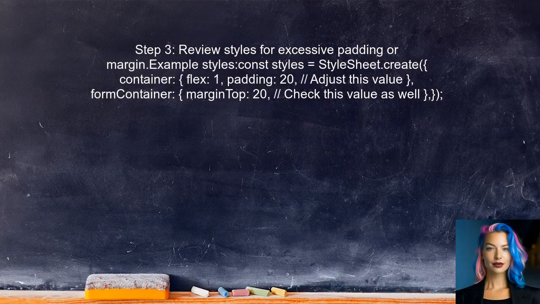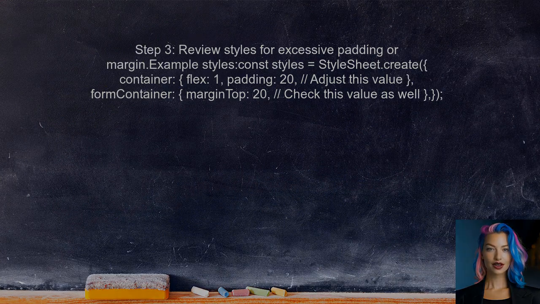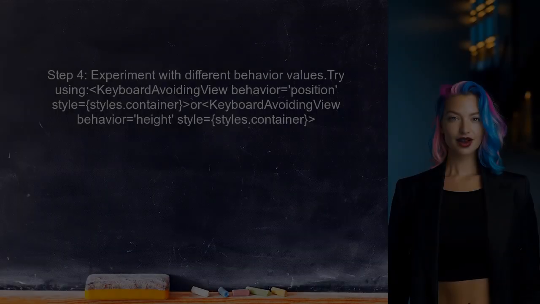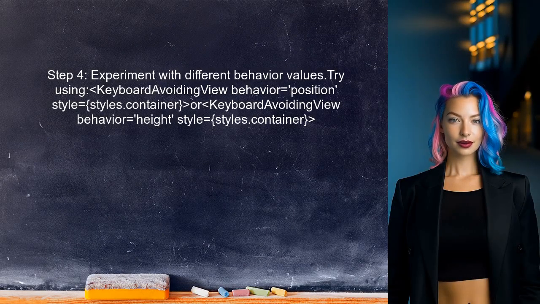Additionally, the user should review the styles applied to the container and form elements. Sometimes, excessive padding or margin in the styles can contribute to the issue. Finally, if the issue persists, the user can experiment with different behavior values, such as position or height, to see if they yield better results for their specific layout.